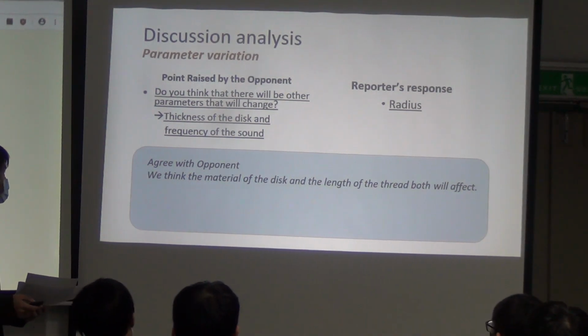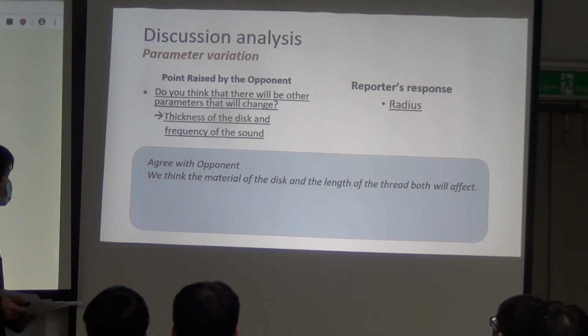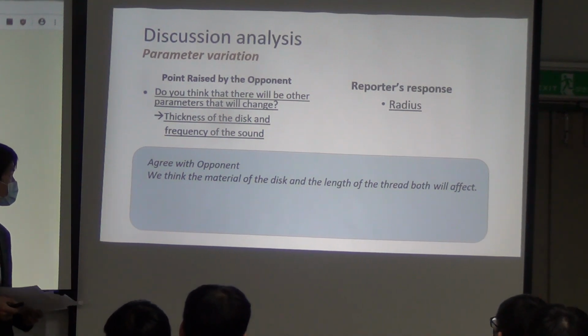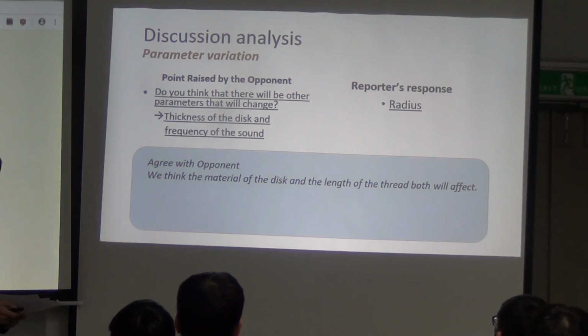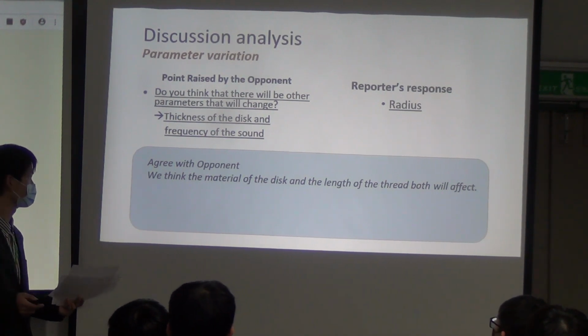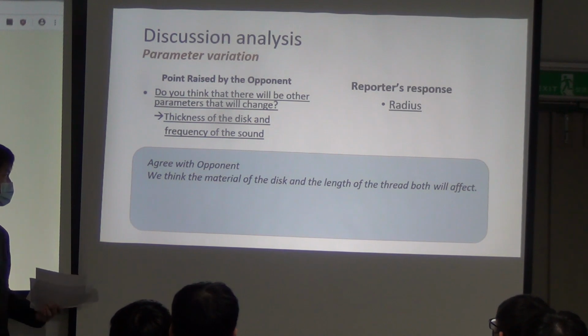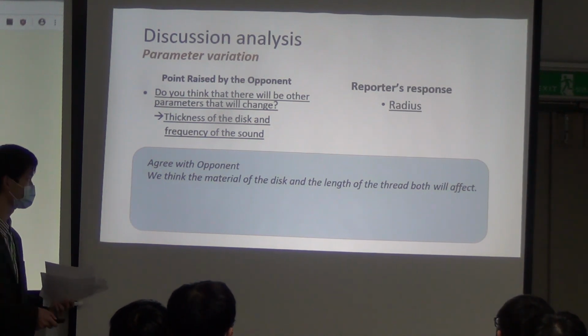Let's talk about the discussion part. The first opponent asked, do you think there will be other parameters that change? The person answered the radius, and the opponent said the thickness of the disc and the frequency of the sound will influence it. And I also think the material of the disc or the length of the tube will influence it.